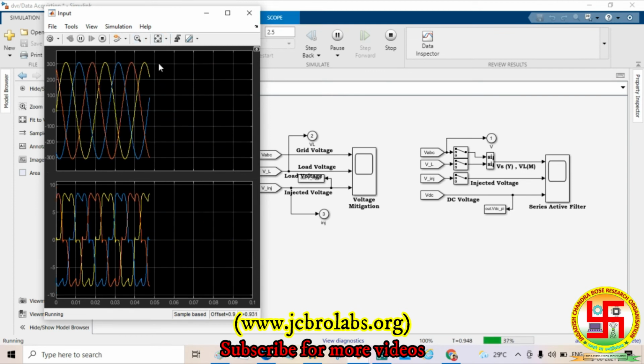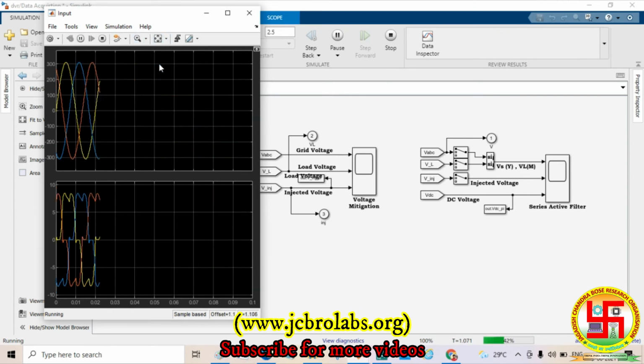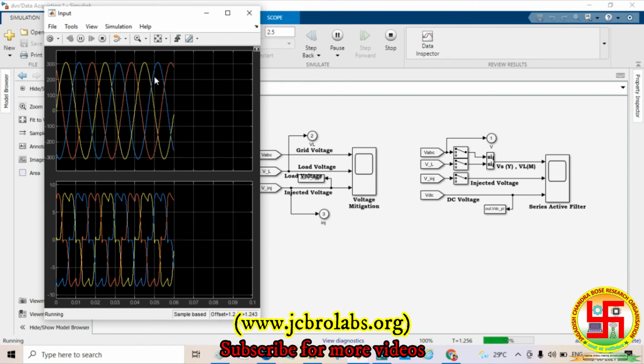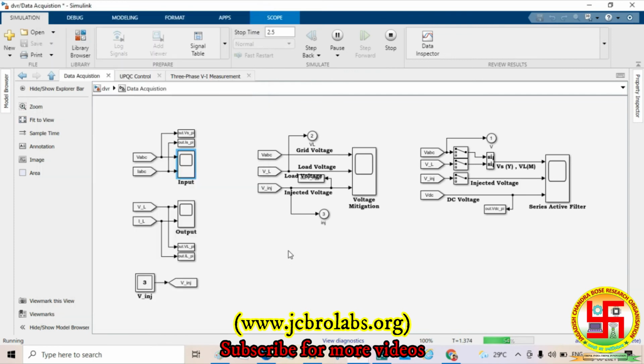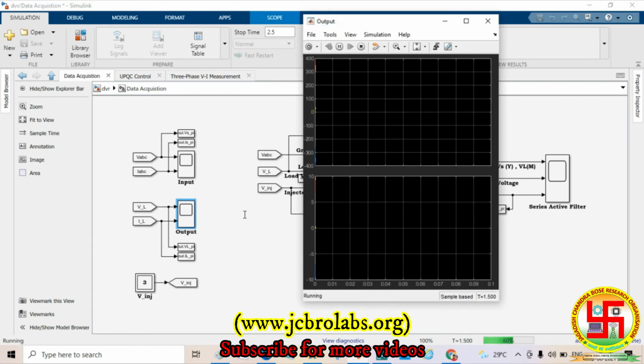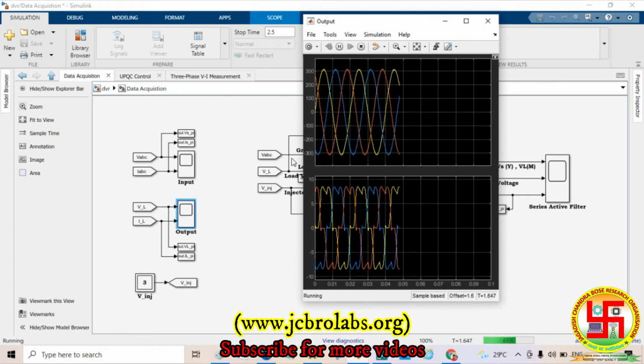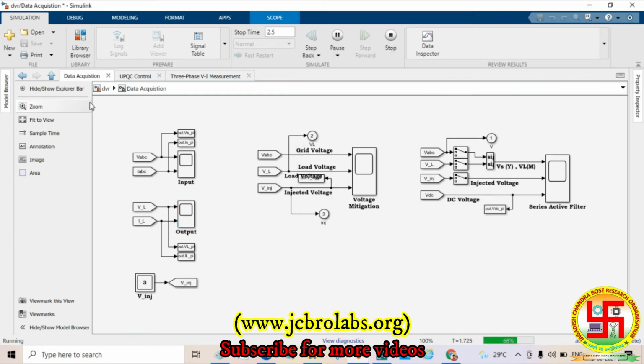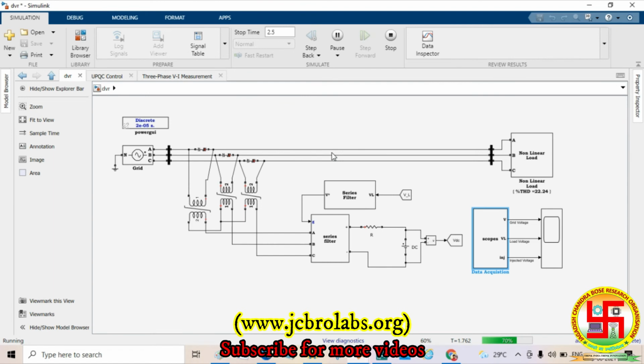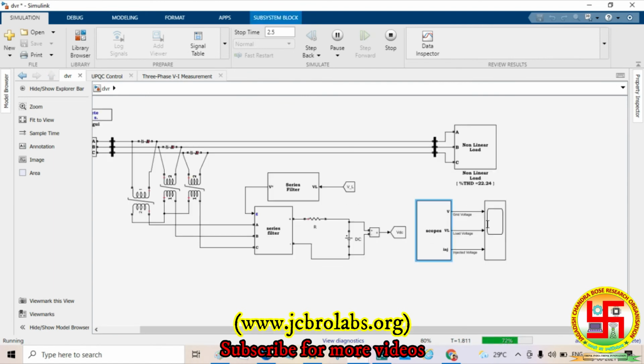So when the problem is created, where we are creating the problem and how we are rectifying that problem. This is the source side voltage, right? The source side voltage and the load side voltage, and the load side current also you can observe. So once the simulation is completed, we will observe how we are creating the problem and how to rectify that problem also.